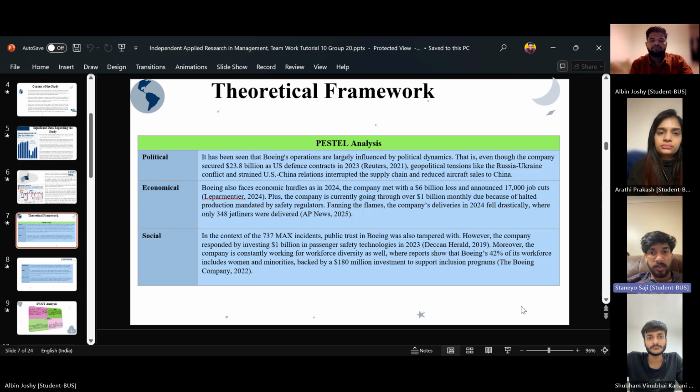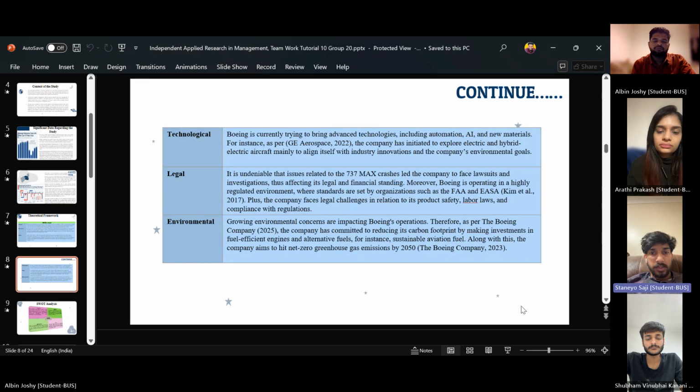Economically, Boeing's losses are mounting, with a 6 billion loss in 2024 and significant job cuts. Socially, Boeing's trust with the public has been tarnished due to the past crashes, but the company is investing heavily in passenger safety technologies. Technologically, Boeing is exploring new advancements like AI and electric aircraft to stay competitive. However, legal challenges and increasing environmental concerns only add to the pressure Boeing faces.